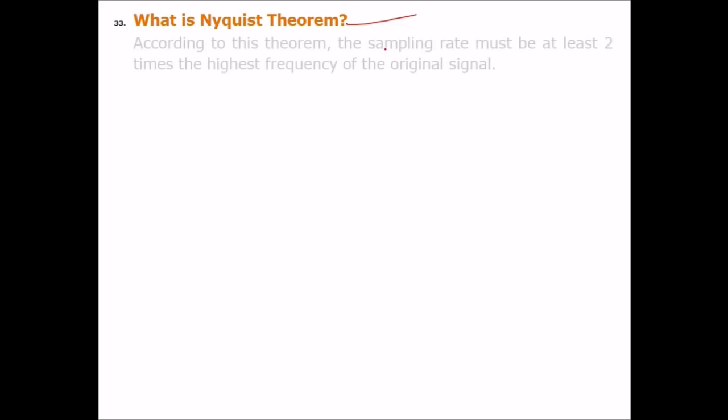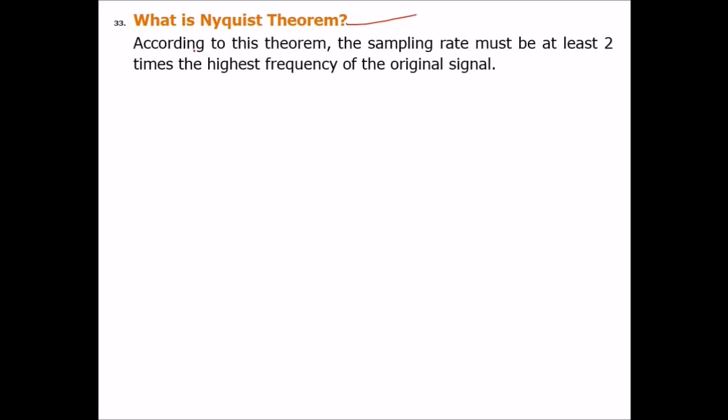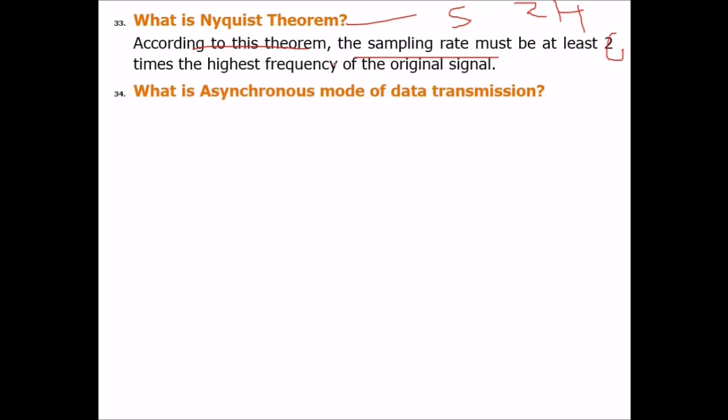What is Nyquist theorem? This is very important. Nyquist and Shannon, this is always asked. According to this theorem, the sampling rate must be at least 2 times the highest frequency of the original signal. Again, the sampling rate must be at least twice the highest frequency, 2h, of the original signal.